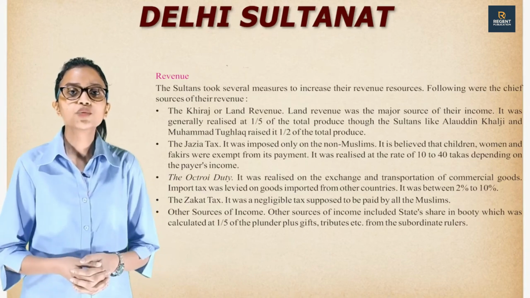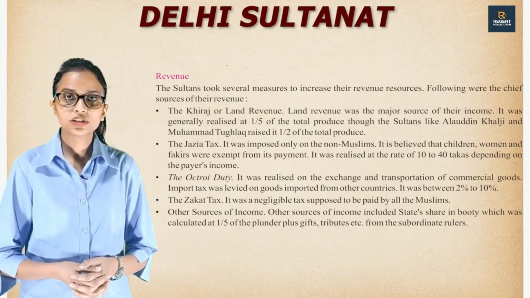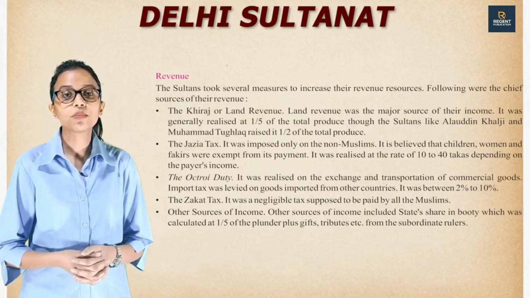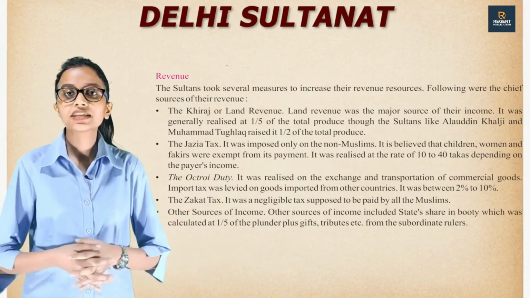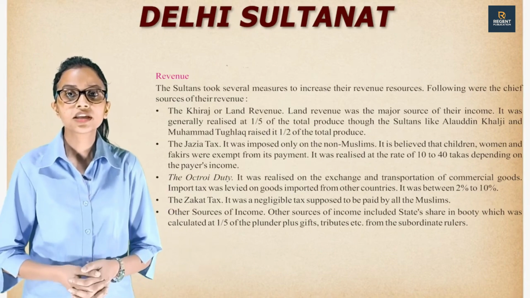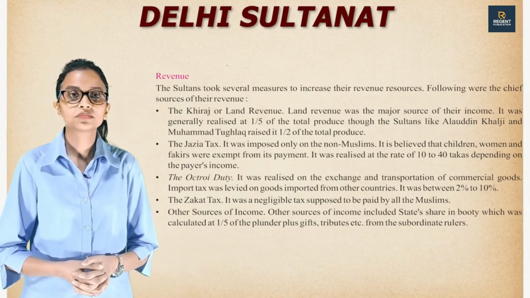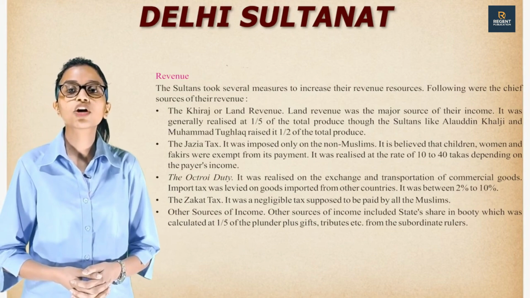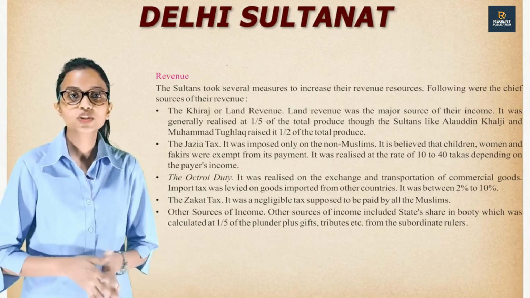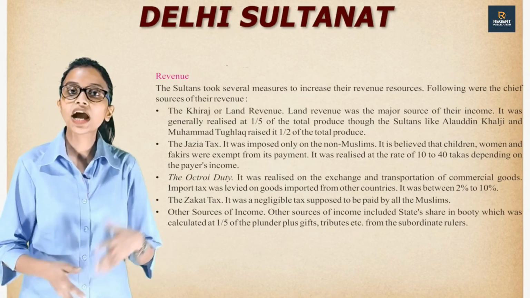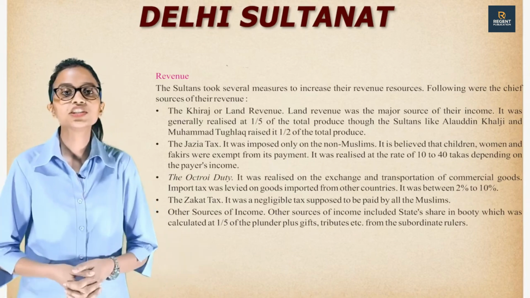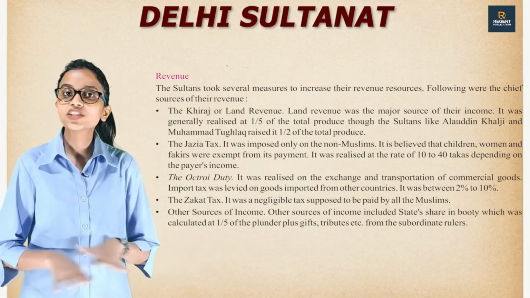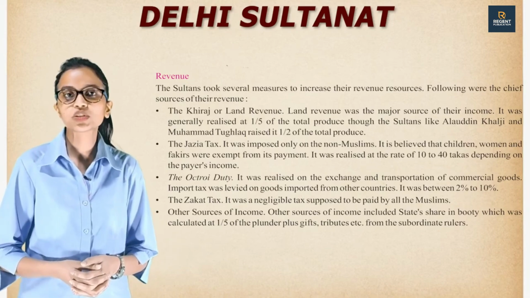The jizya tax, it was imposed only on the non-Muslims. It is believed that children, women and faqirs were exempt from its payment. It was realized at the rate of 10 to 14 takas depending on the payer's income. The octroi duty, it was realized on the exchange and transportation of commercial goods. Import tax was levied on goods imported from other countries. It was between 2% to 10%. The zakat tax, it was a negligible tax supposed to be paid by all the Muslims.